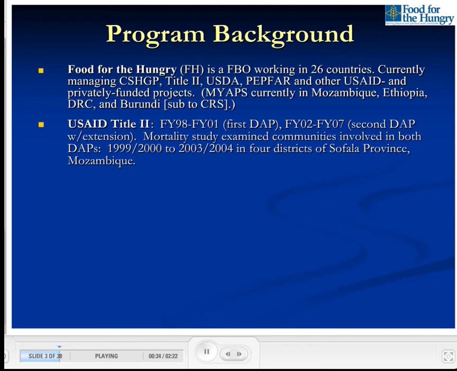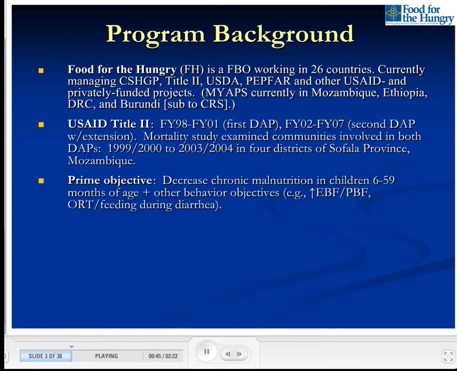The mortality study that we're going to be talking about examined communities involved in both DAPs from 1999 to 2000, going through to 2003-2004. The area where the project was conducted is in Nhamatanda, Marromeu, Gorongosa, and Caia districts of Sofala province in Mozambique. And at this moment, we're scaling up to 10 districts in Sofala province through the USAID Child Survival and Health Grants Program.